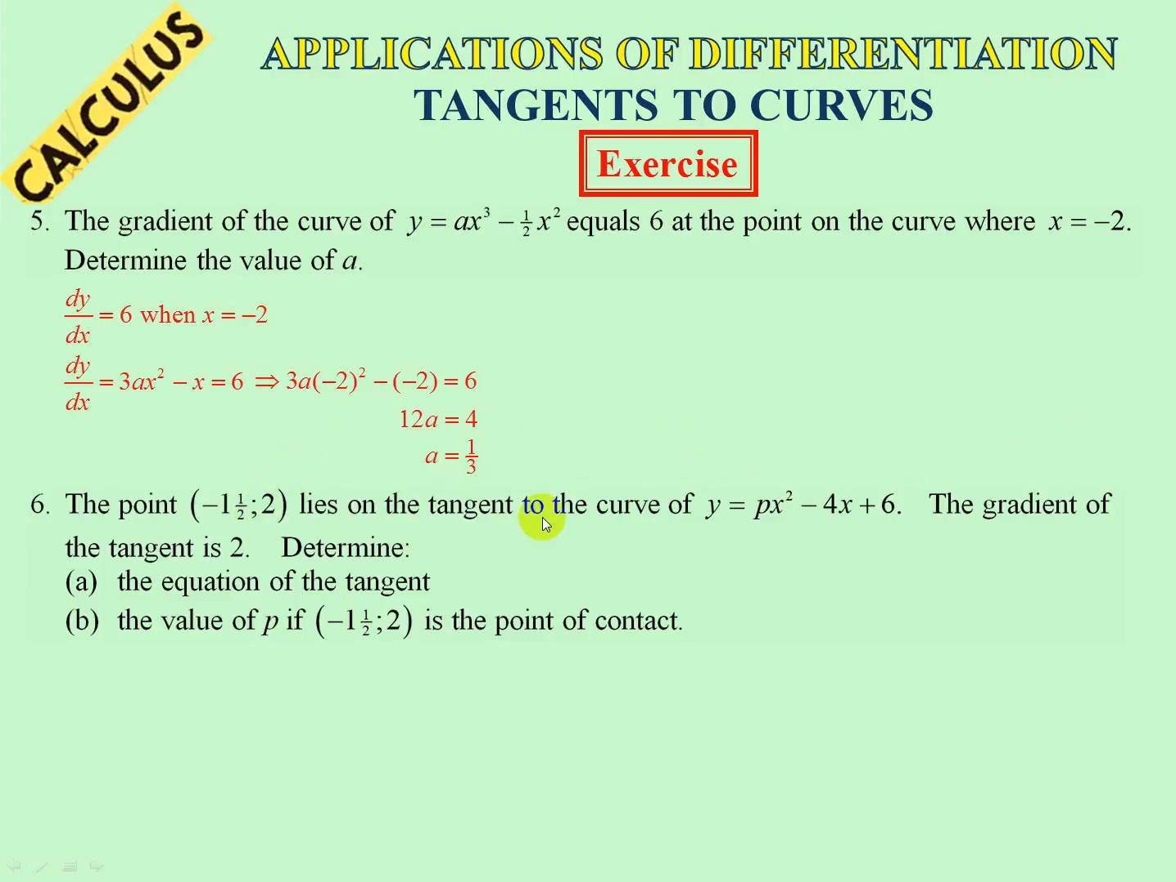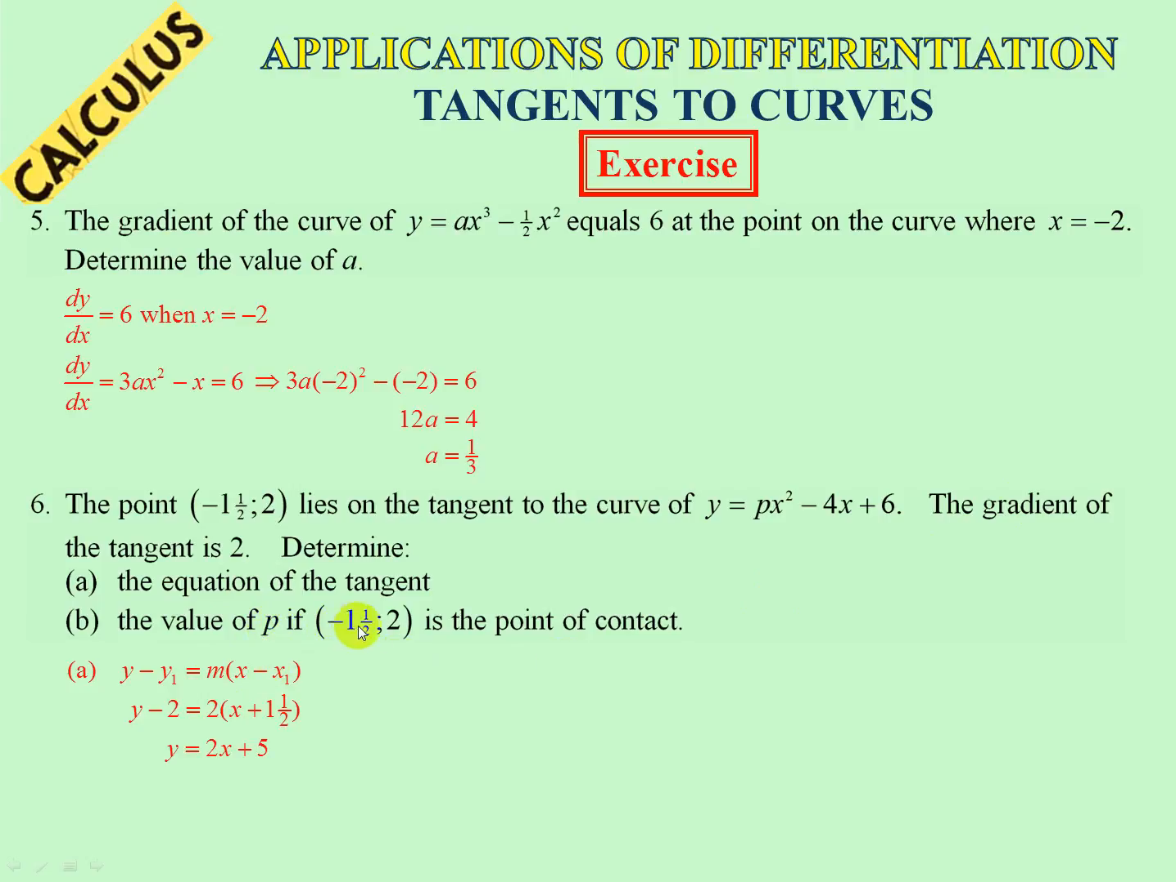Number 6. That point lies on the tangent there. The gradient of the tangent is 2. Find the equation of the tangent. Well, this isn't calculus, this is straight algebra. Given the gradient, given the point on the line, there we are, y minus y1 equals m times x minus x1. So y minus 2 equals m, the gradient of the tangent, which is 2, times x minus x1, x minus 1.5. And y equals 2x plus 5.